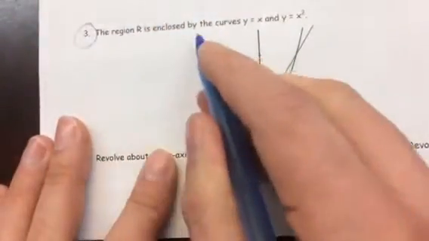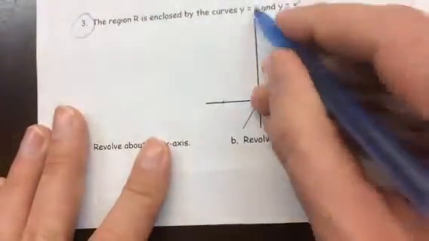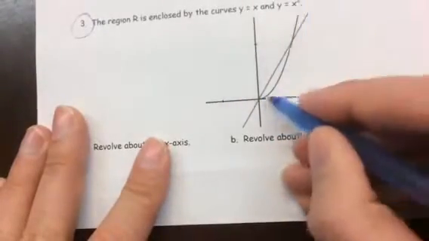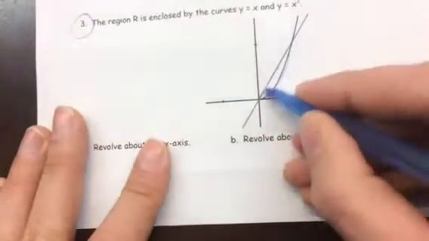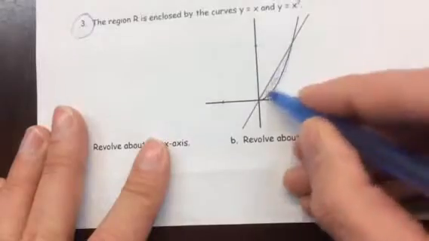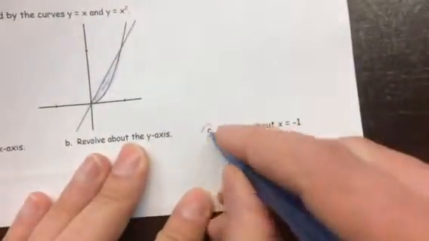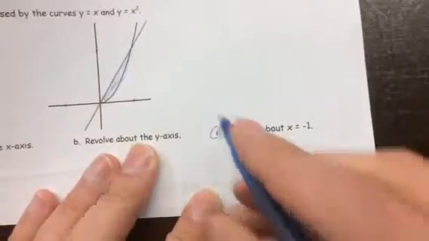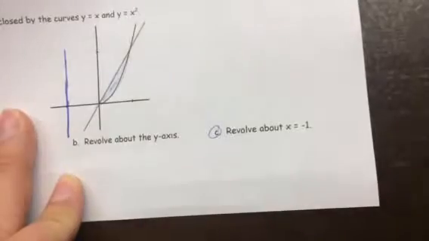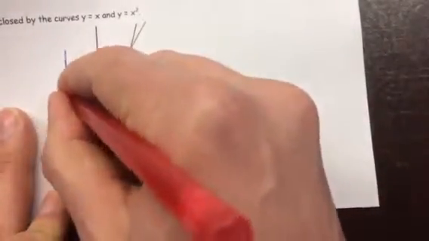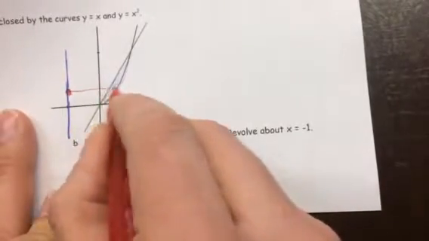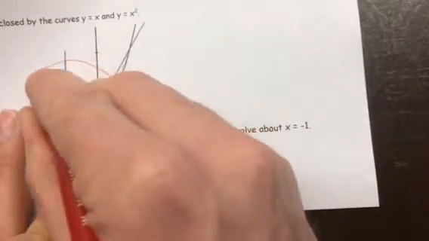Let's do number 3. The region R is enclosed by y equals x squared. So that's this region right here we're looking at. Okay, and let's do part C. This gets revolved around x equals -1. So here is where we're revolving, x equals -1. So this is the center of our revolution, that's the center of our circles. And we're revolving it like this. It's going to look like this.